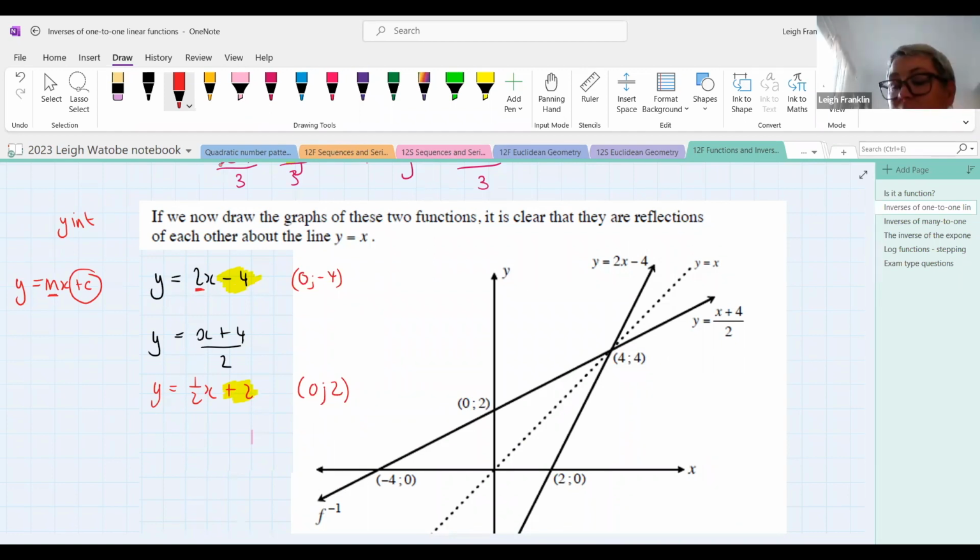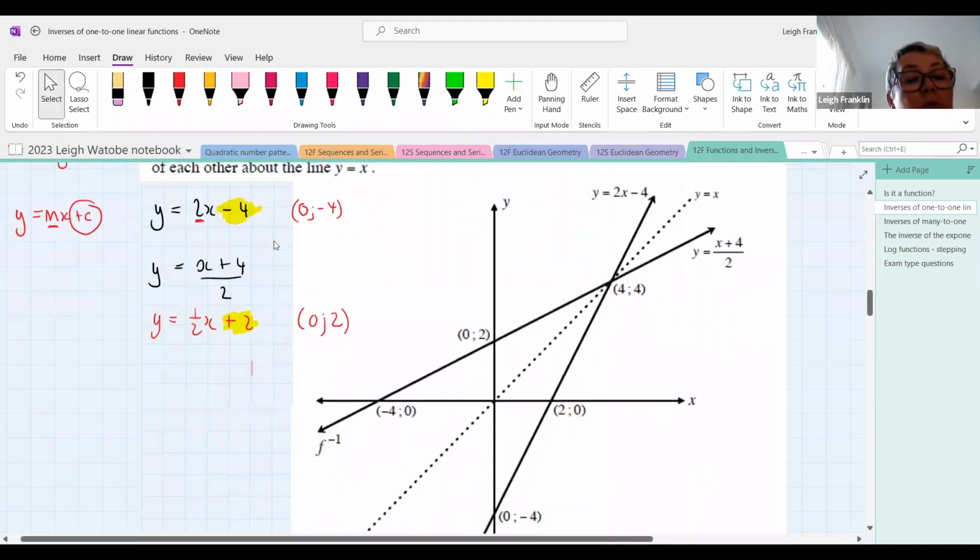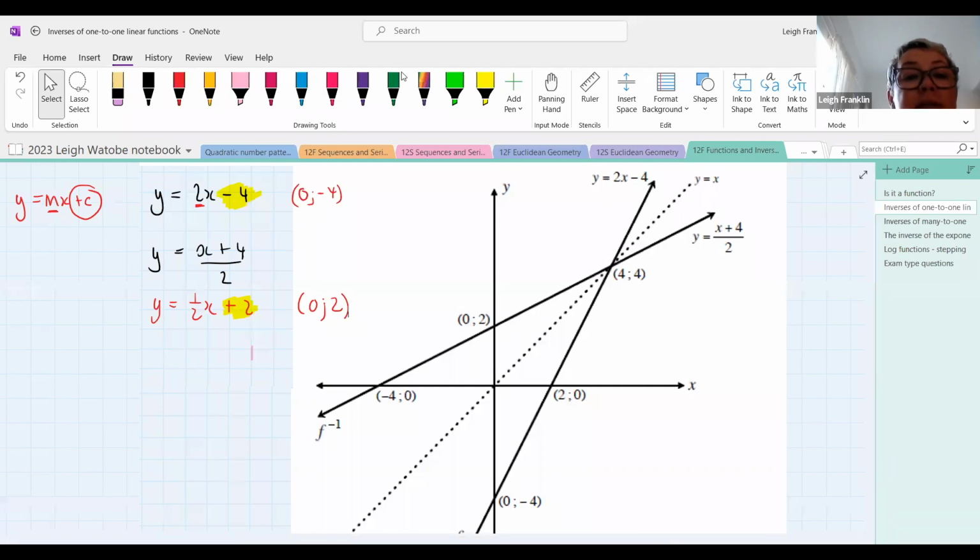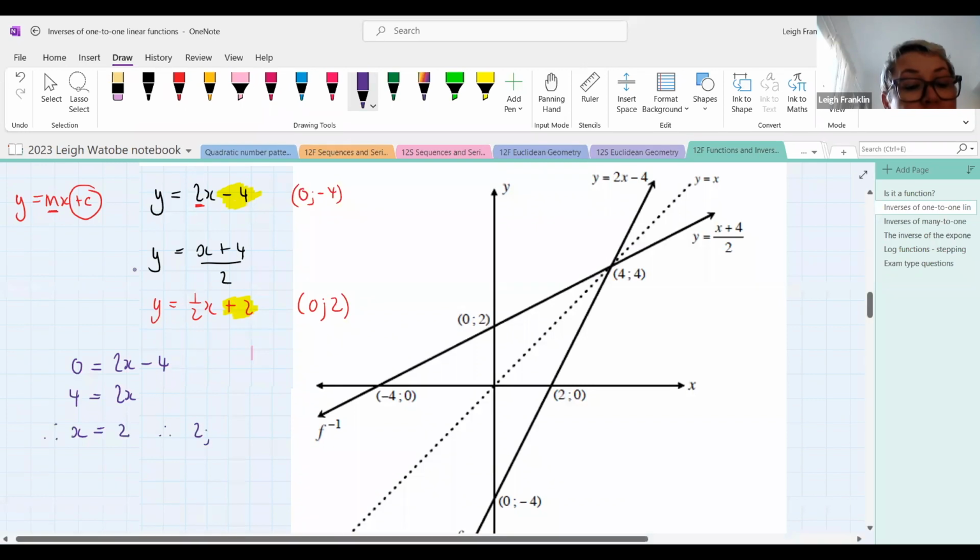For my x-intercepts, I have to make y equal to 0. So I take 0 and substitute it in the place of y, and then I write 0 equals 2x minus 4. I'm going to take the 4 over to the other side, and divide both sides by 2. That means x is going to be equal to 2. So my x-intercept for this function will be 2 and 0.